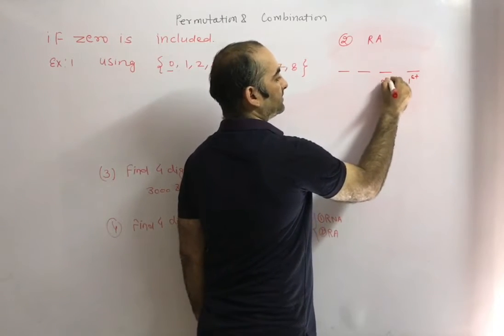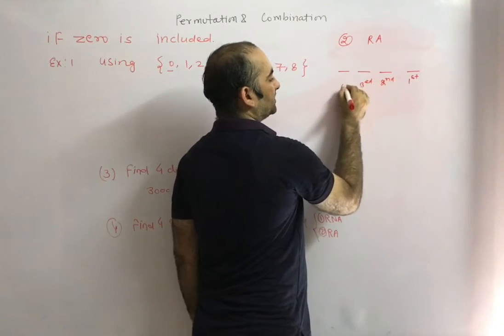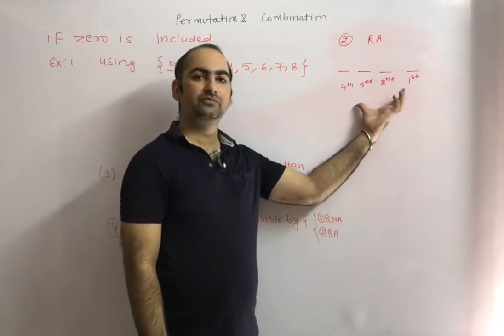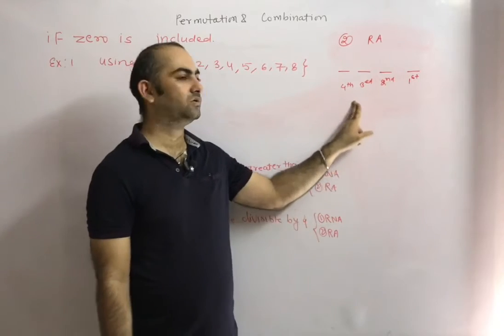This one is second place. This one is third place. And this one is what? Fourth place. Okay. So we want a 4-digit number. That means you have to fill all the 4 places. Okay. That means your task is what? Filling all the 4 places.